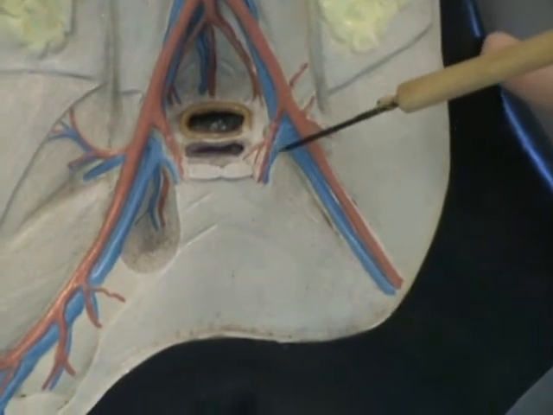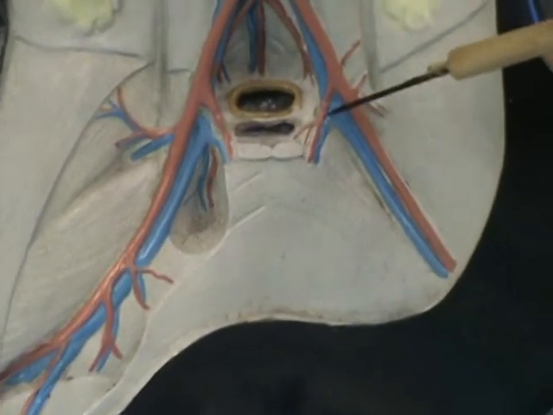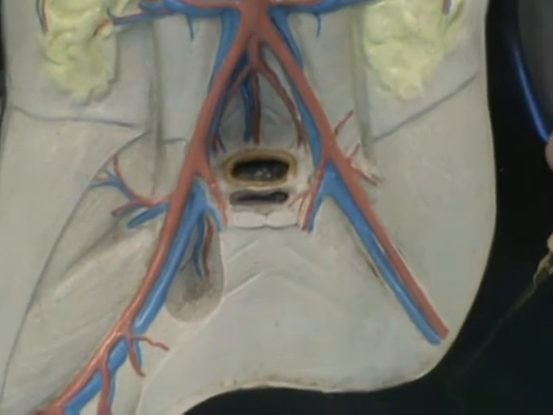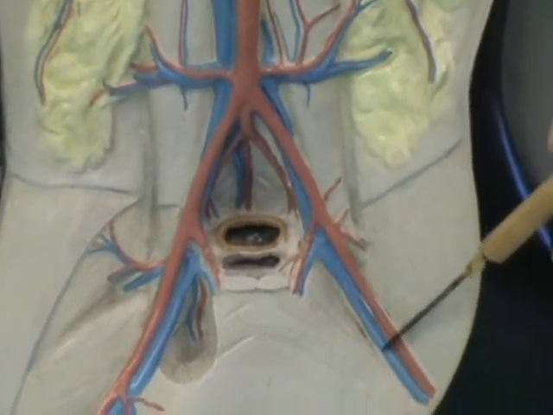Internal iliac vein is right there. Do you see it? Yeah, right there. And its purpose, it drains blood from the pelvic organs and gluteal region. I like that one because it drains your butt. The internal iliac vein, that's what that one is.